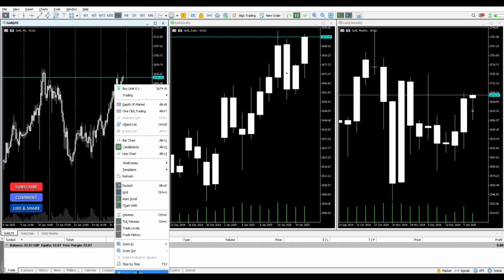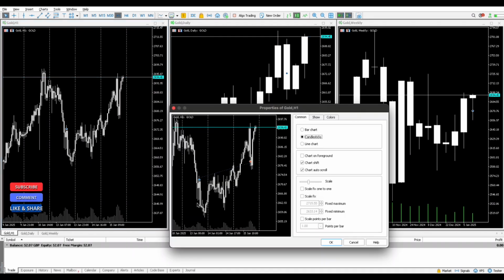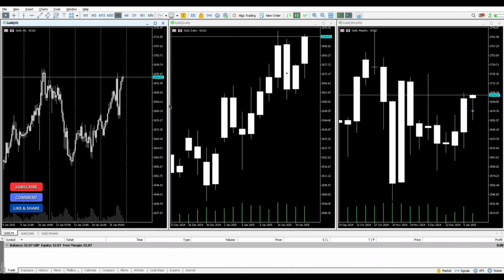So I've got to do it like this. I've got to go to properties, and here you can see what took place, where this was my entry, and then I was taken out over here. It should be showing here, right? But for whatever reason it's not. It's just showing me entries but not exits. We can see that same thing over here, and again on the weekly.